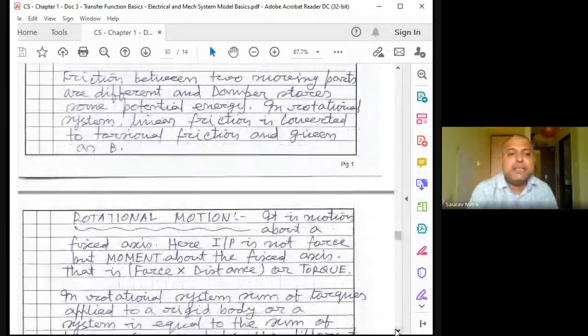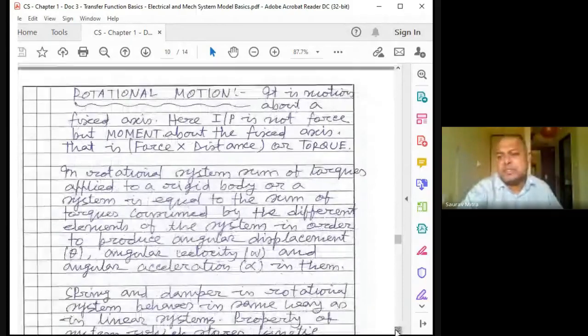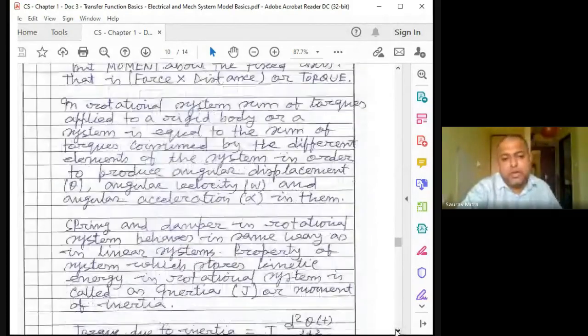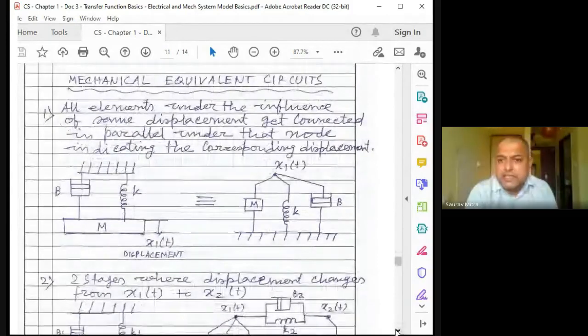So friction between two moving parts is different, and a damper stores some potential energy. In a rotational system, linear friction is converted to torsional friction and given as B. We will see how the systems behave when we do rotational systems. But before we go to rotational systems, let us find a mechanical equivalent circuit. If anybody has any doubt, you can raise the question in the chat box, or I'll go to the next part, where I combine all three systems.